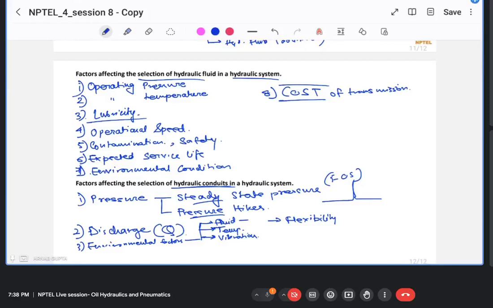So the relative motion is a factor. Just a common example. Suppose you have a table here, and on this table you have a hydraulic motor. Okay. So this table is not stationary. It is moving in the x and y directions.